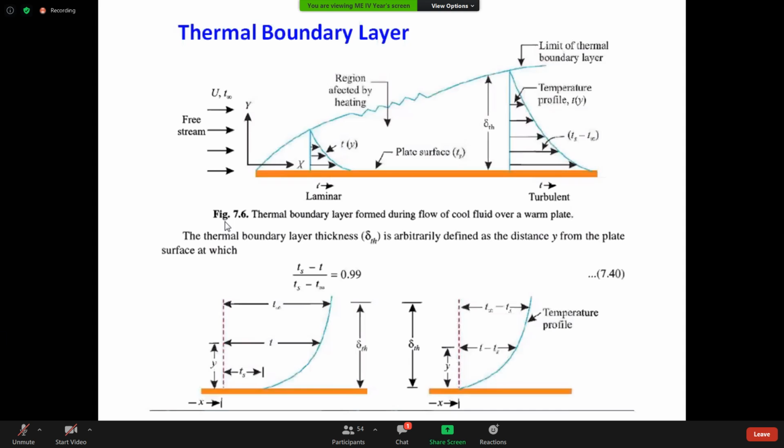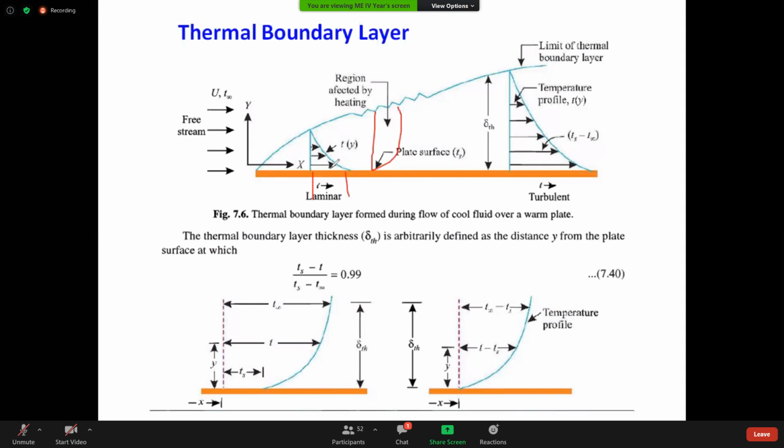This is the thermal boundary layer. For the flat plate, we have already discussed the hydrodynamic boundary layer. This is the thermal boundary layer. That is the difference. In the form of velocity we have studied, and in the form of thermal, the temperature variation I have to study. See, the same thing. This is the laminar flow. So this was the velocity profile. Now the temperature profile is here. The temperature difference will be more.